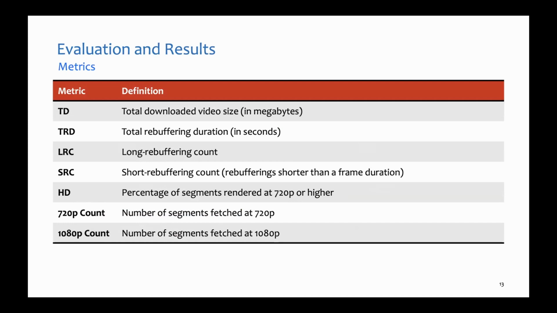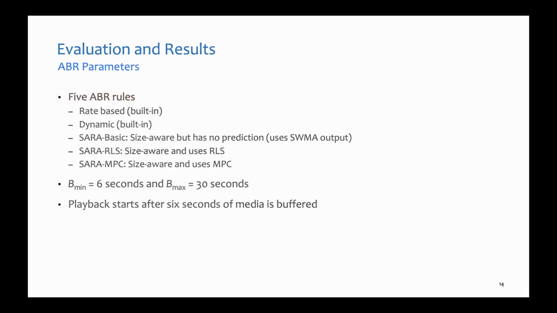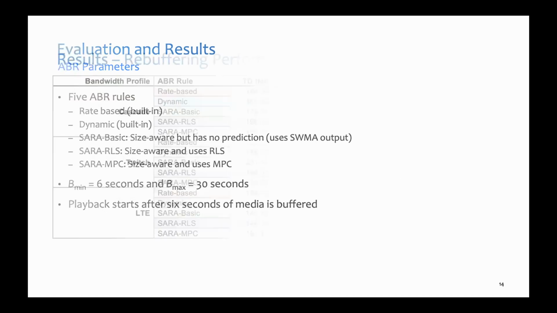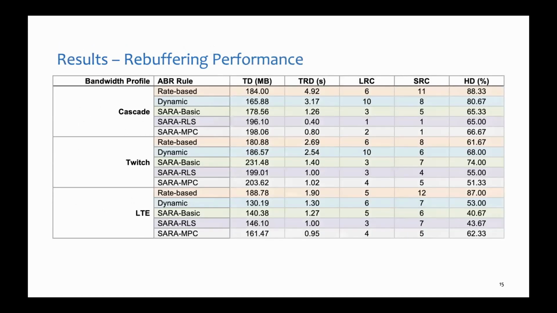And then the HD performance in terms of the number of 720p or 1080p segments, their percentage, and then the specific count for 720p and 1080p. We have 5 different ABR algorithms, the 2 built-in ones, and then 3 flavors from our own algorithm. And here are the results. Now, it's going to look a bit complicated, but I'm going to break it down for you easily.